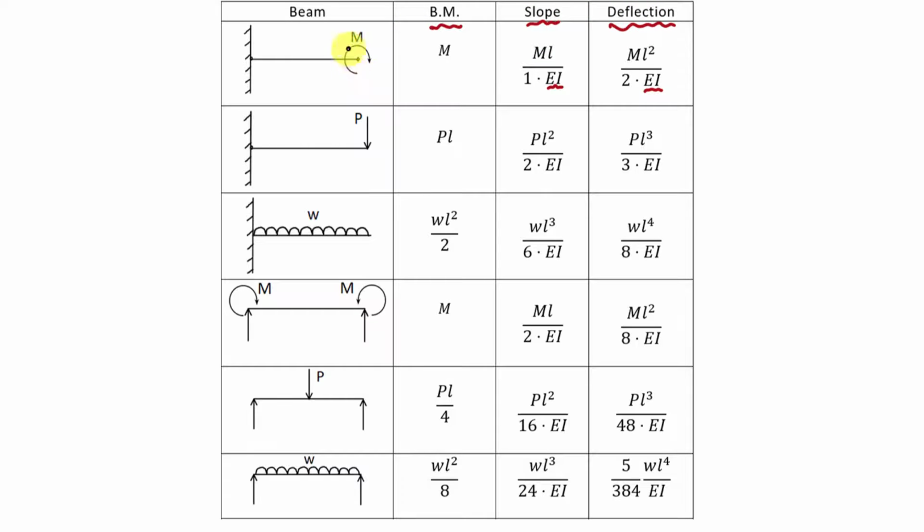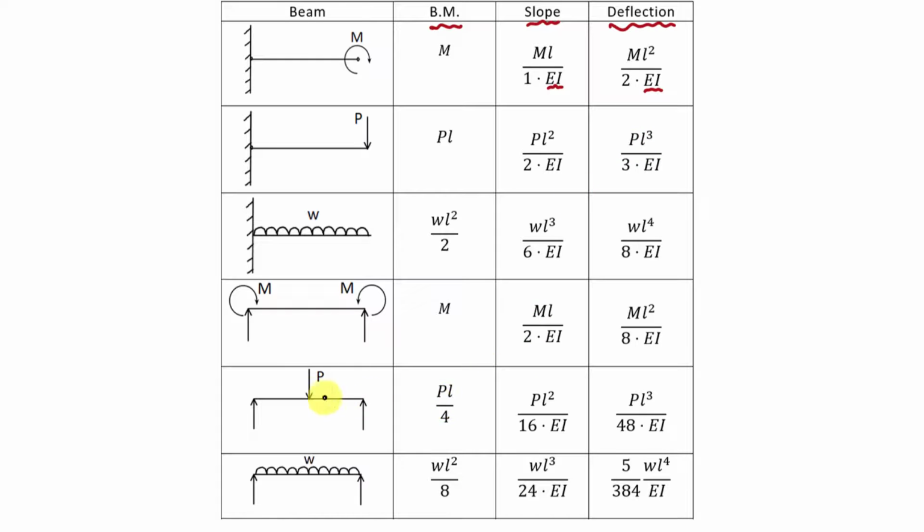Now if we apply concentrated moment, then in slope there will be M into L and in deflection there will be M into L square. Means actually we are multiplying L from here to here and from here to here, right? And here also there is concentrated moment M, so in slope there is M into L and in deflection there is M into L square. Fine? Now if we apply point load, then in slope there will be P into L square and in deflection there will be P L cube.